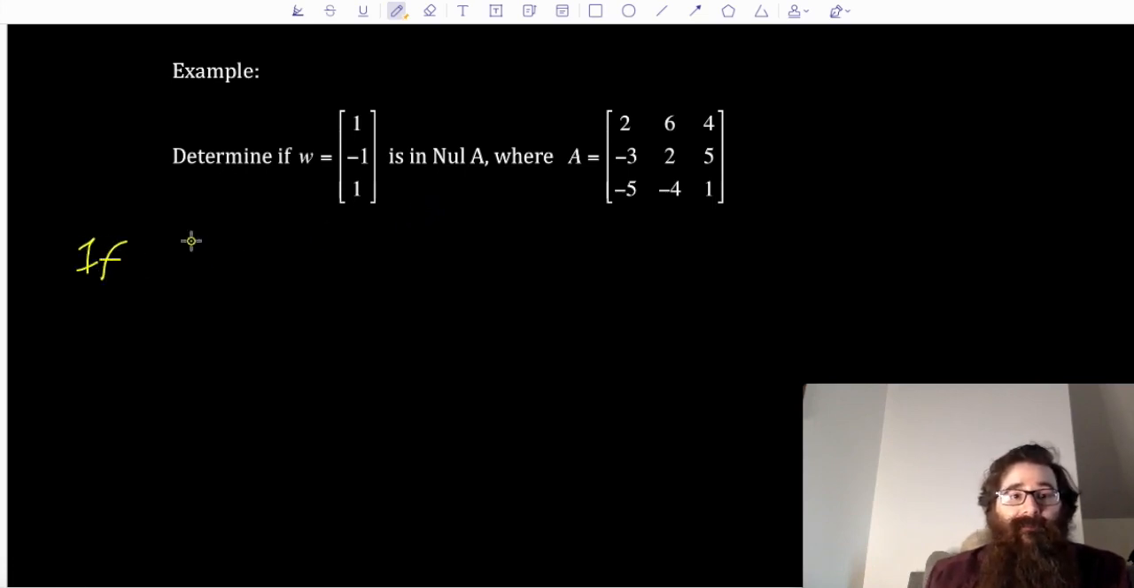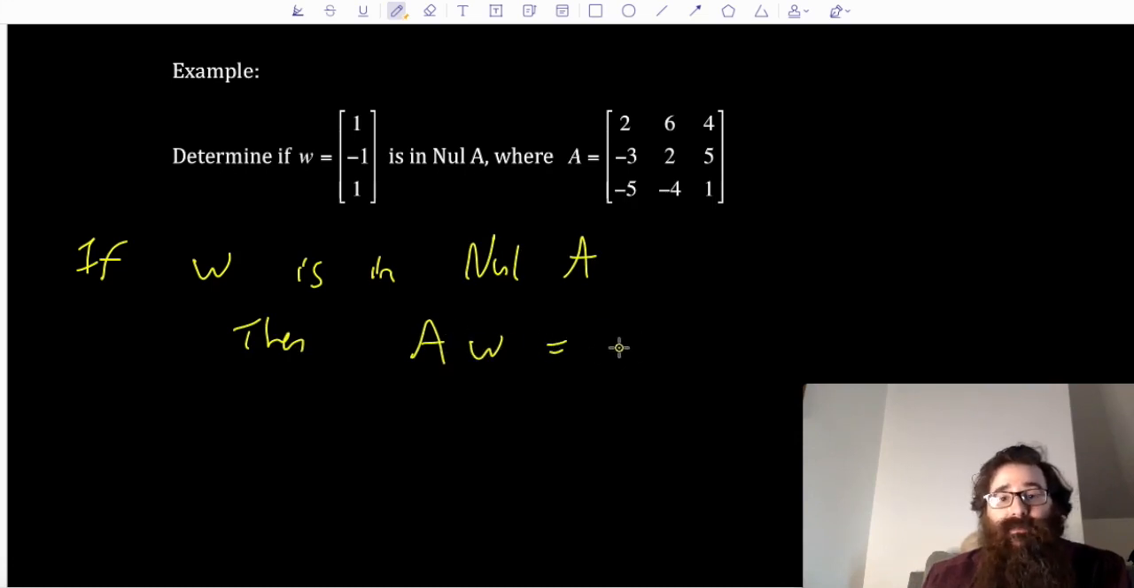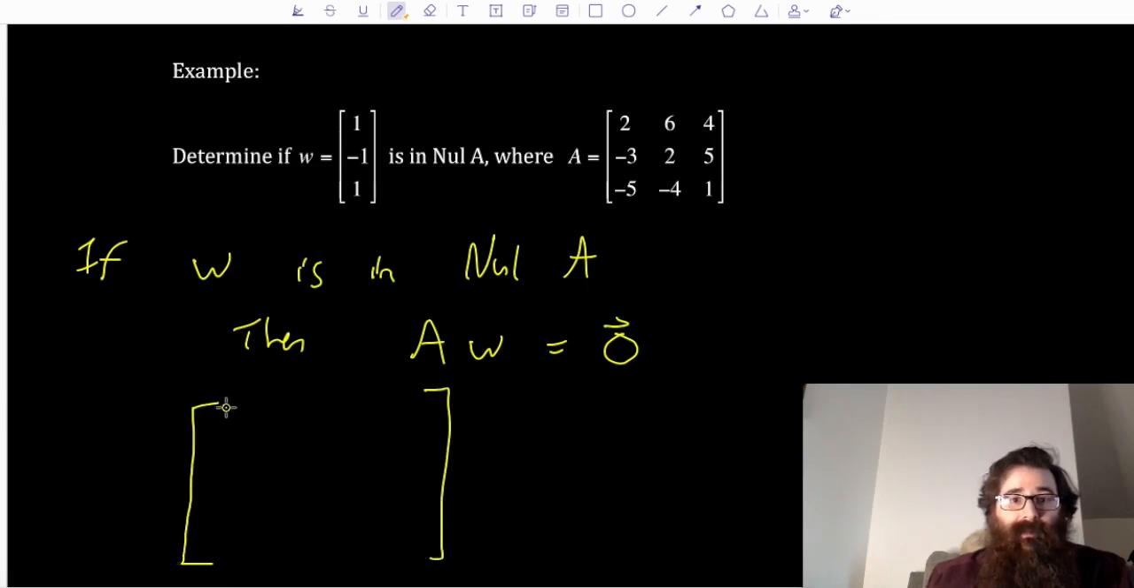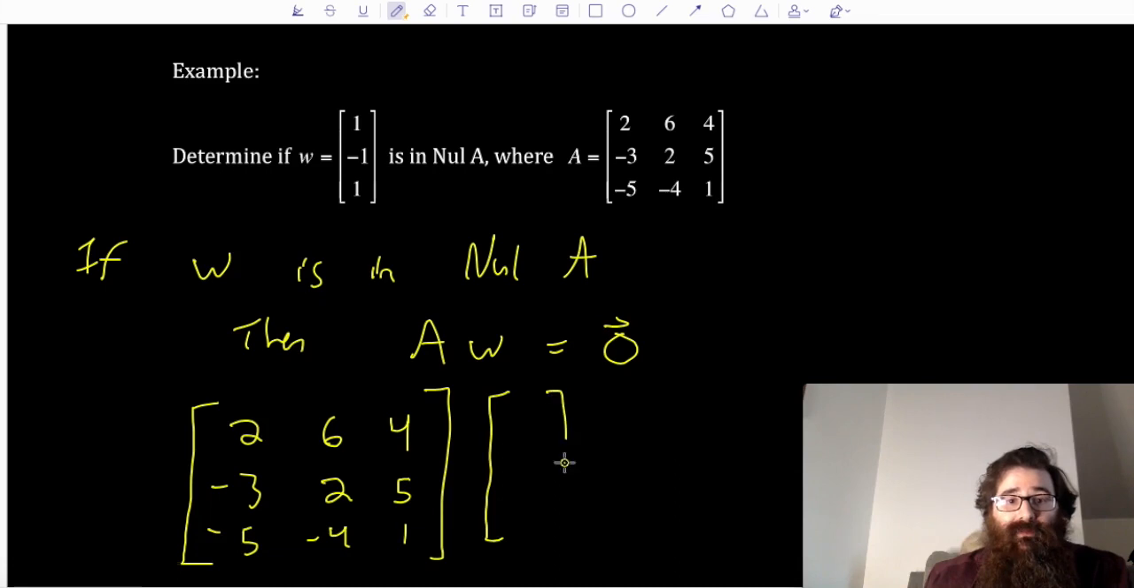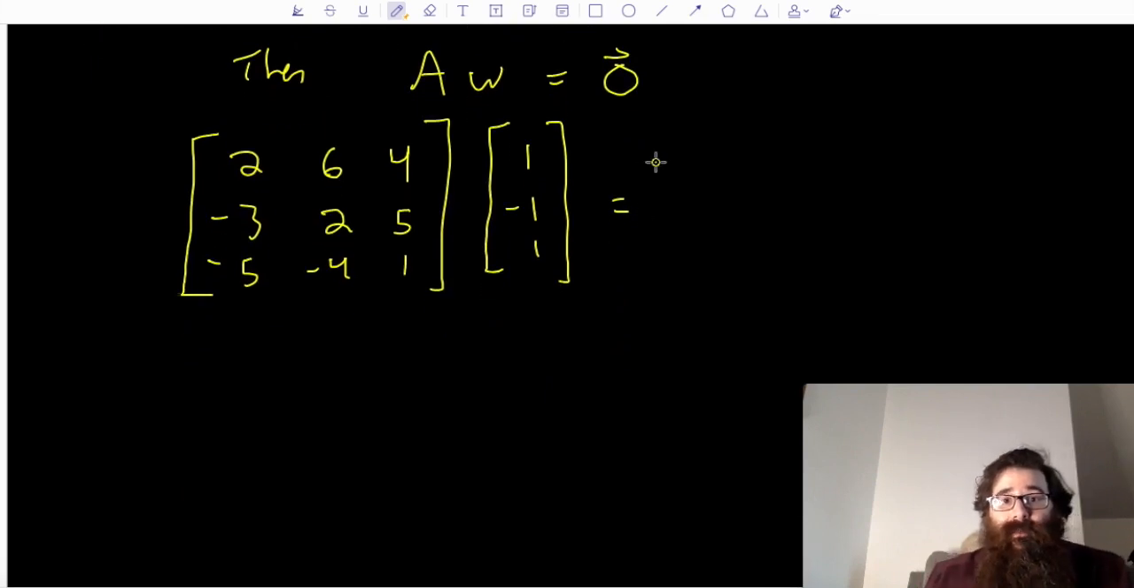Because we could say the following: if w is in the null space of A, then that means A times w has to be a solution to the homogeneous matrix equation. This must give me the 0 vector. Well, if I have everything here on the left-hand side, I have A, I have w, let's see if it gives me the 0 vector. So let's just do the multiplication. So let me take matrix A, I'm going to rewrite it. First row, 2, 6, 4. Second row, negative 3, 2, 5. Third row, negative 5, negative 4, 1. And I'm going to multiply that to this column vector w, 1, negative 1, 1. And I want to go through the multiplication and see what this gives me.